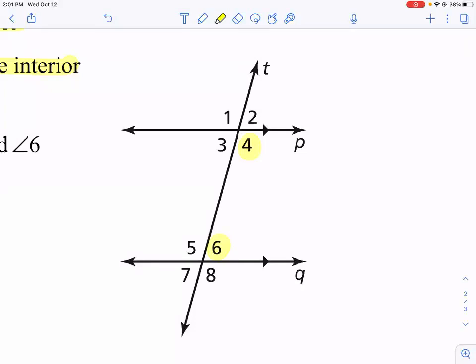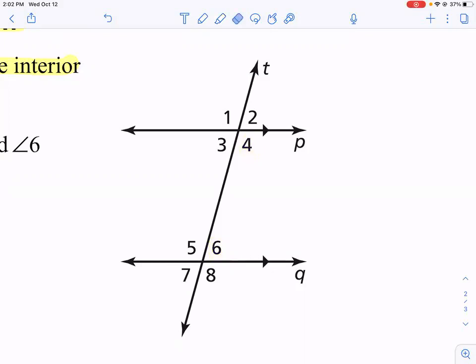4 and 6 are consecutive interior angles. They are supplementary. Now I have a question, Bryce. 4 is also supplementary to which angle? Like they add to 180. 2 and 4 form a linear pair. 3 and 4 form a linear pair. They're also supplementary. 1 and 4 are what kind of angles? Vertical. 1 and 4 are congruent because they're vertical.